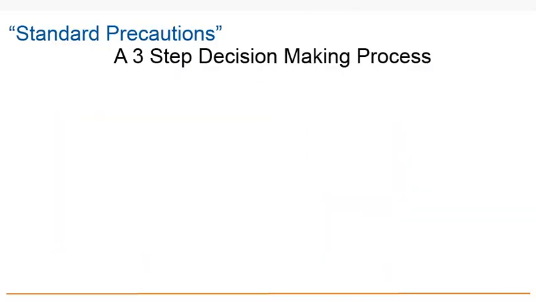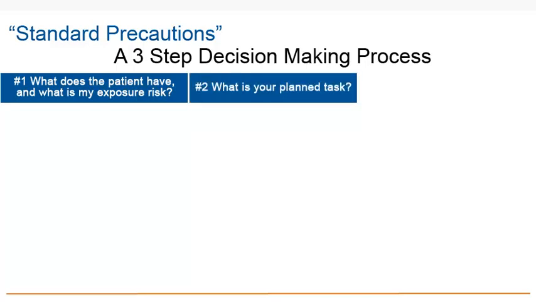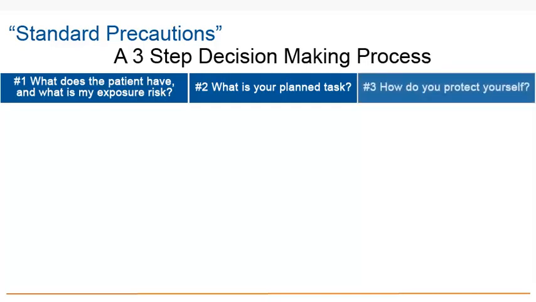So let's talk a little bit more about standard precautions. Standard precautions does not mean do nothing. It is a 3-step decision-making process when providing care to a patient. There are 3 questions you should always ask yourself before doing a task in healthcare. Question number 1, what does the patient have, and what is my exposure risk? Question number 2, what is your planned task? And question number 3, how do you protect yourself?